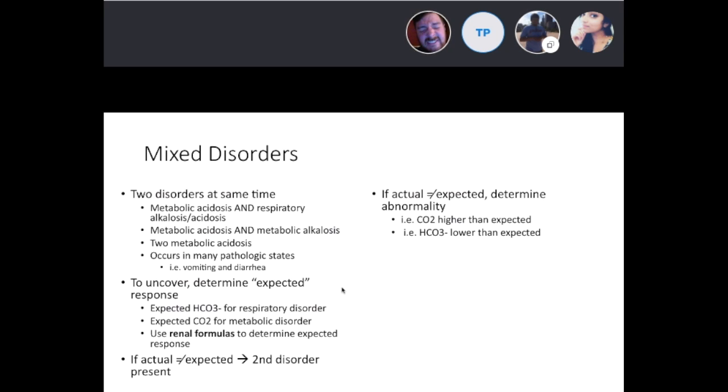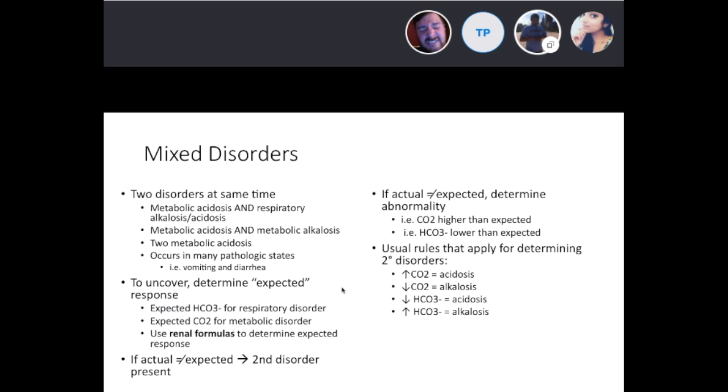So if the actual and expected are not the same, you determine the abnormality. So your CO2 is higher than expected, or bicarb is lower than expected, and you can use these secondary rules. When you have a high CO2 level, it's an acidosis. Low CO2 level than expected, it's an alkalosis. So these are just basically giving you actual versus expected. If this doesn't match, then you can think about these as a possible respiratory or metabolic mixed disorder. And I'll go through an example of that in the next slide.